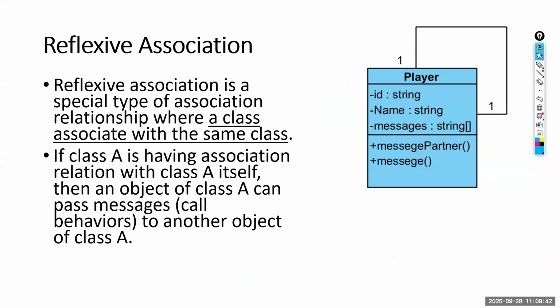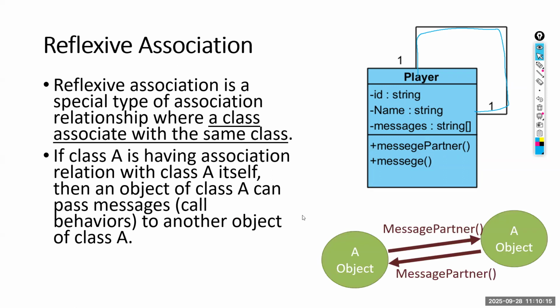Remember, you can have a reflexive association. That means a class associated with itself. Then it can again be one to one, one to many, or many to many. So your class has an instance variable of its own same class.